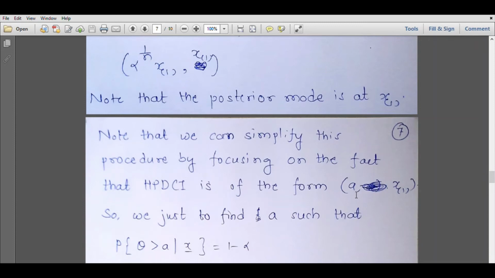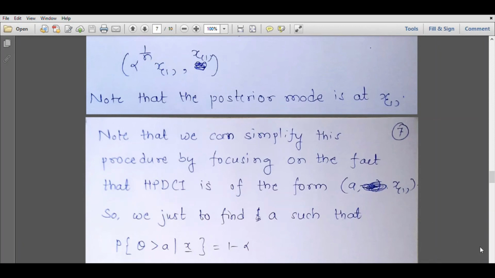One is A1 to x ordered 1, and the second interval is A2 to x ordered 1. So now suppose both the intervals have posterior probability at least 1 minus alpha. But because A1 is less than A2, in order to minimize the length, you will prefer the interval A2 to x ordered 1, where the posterior probability will be exactly 1 minus alpha. So thus the computation of HPDCI gets simplified in case of monotone PDFs.